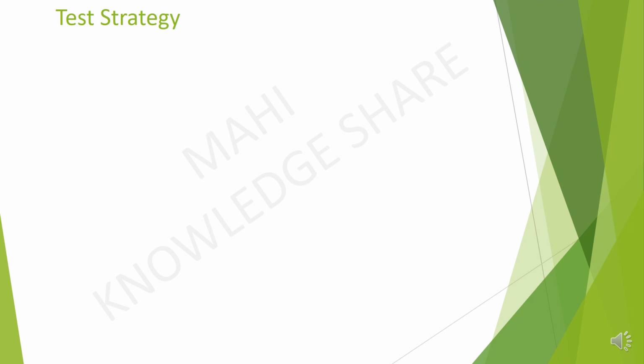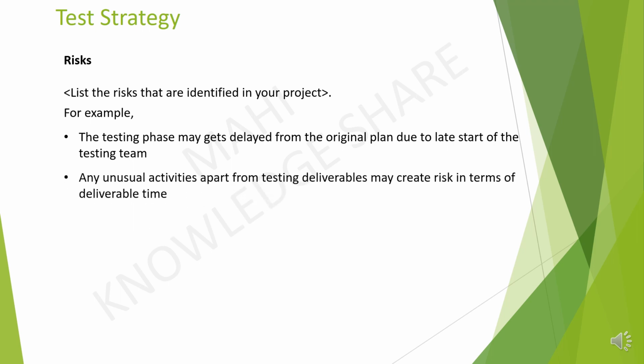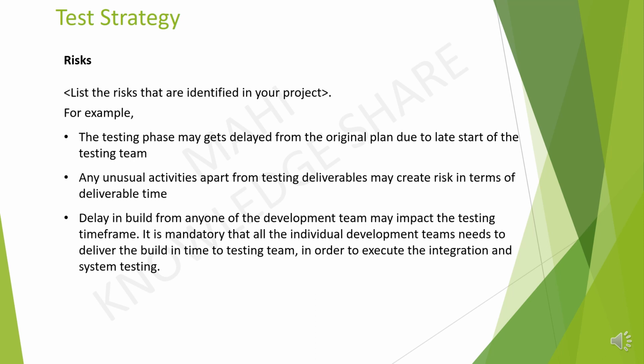Risk section in test plan document. List the risks that are identified in your project. For example, the testing phase may get delayed from the original plan due to the late start of the testing team. Any unusual activities apart from the testing deliverables may create risk in terms of deliverable time. Delay in build from any one of the development teams may impact the testing time frame.